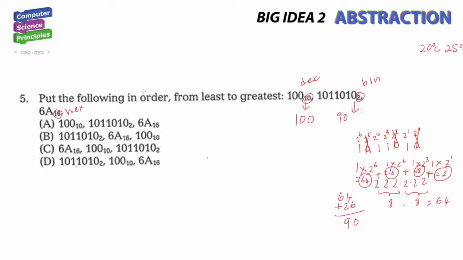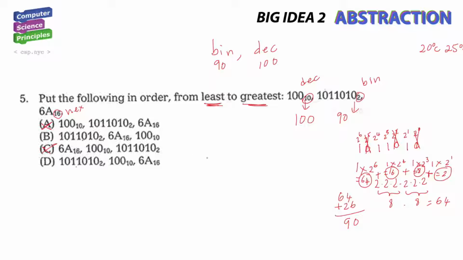So straight away, when we're asked to put the following in order from least to greatest, we know the binary, which is 90 in decimal, has to come before the decimal, which is 100. Now we don't know where the other one fits in, but we know the binary is before the decimal. So as we look through this, in A we've got the decimal before the binary, so we know it's not that. And then where else? Well, here the binary is before the decimal. Here the binary is after the decimal, so we know it can't be C. And then here the binary is before the decimal. So it's either B or D right now.